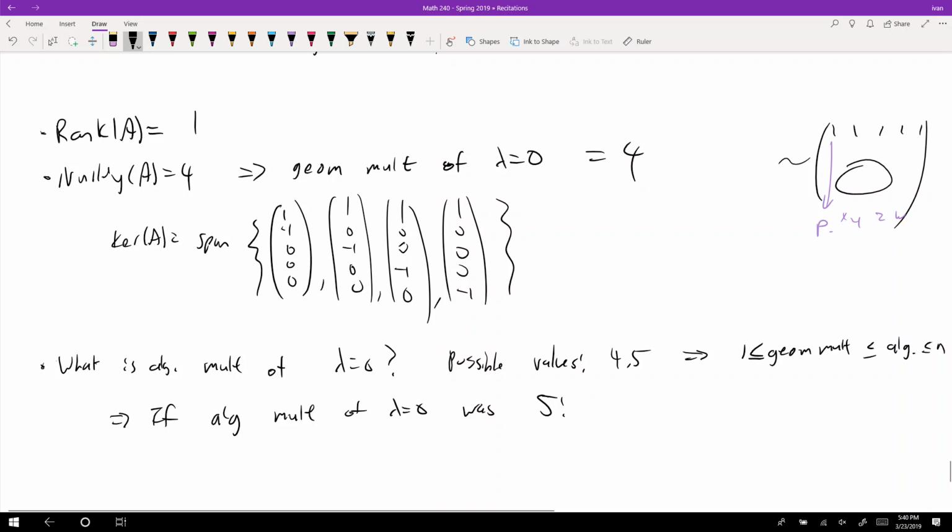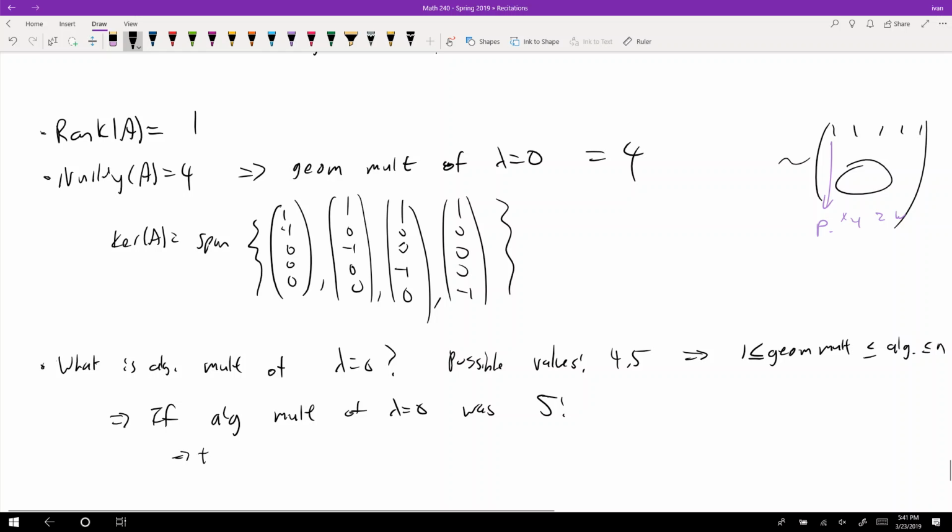Okay, what would happen if the algebraic multiplicity of lambda equals 0 is equal to 5? It'd be defective, all right? So it would be non-diagonalizable, right? But can we have another lambda equals 0? Why not? The trace is not 0, so that's the answer I'm looking for.